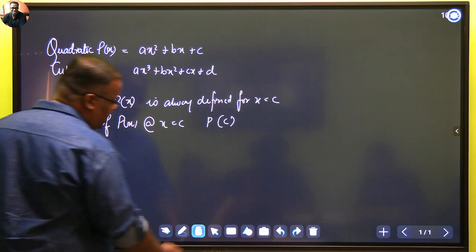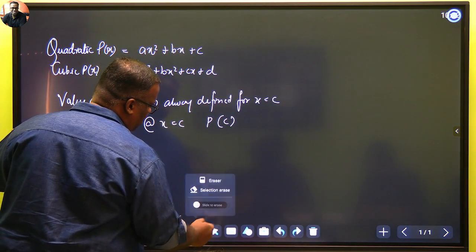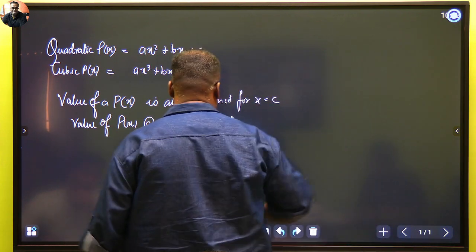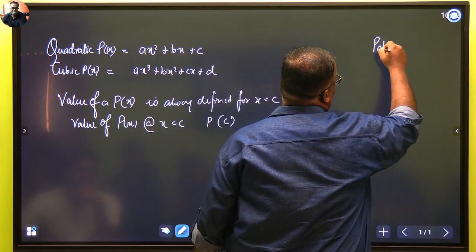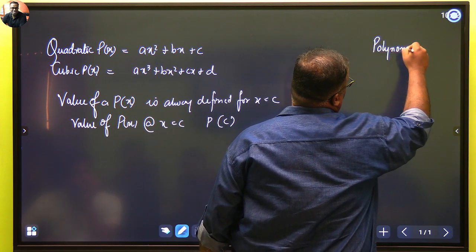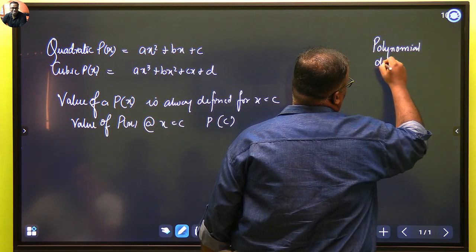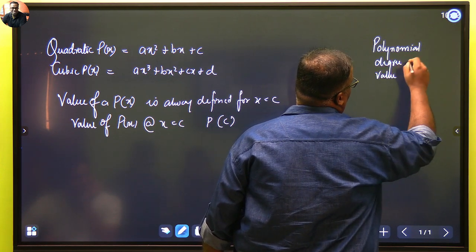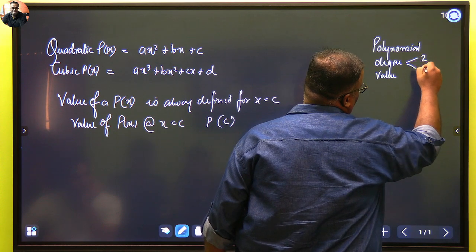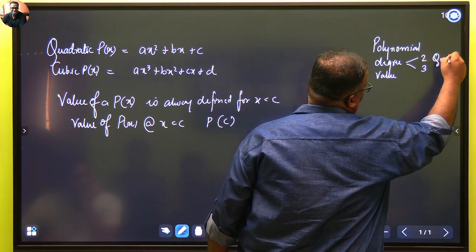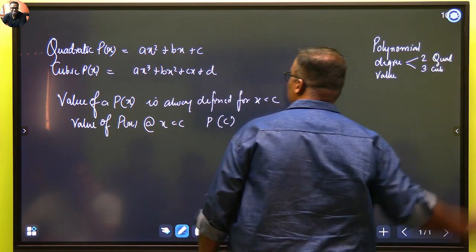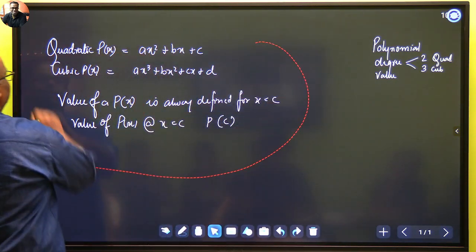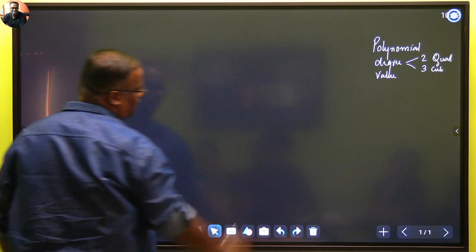So what all did we understand? We started our discussion with polynomial. Then we discussed about degree. Then we discussed about value. In degree, we know that 2 and 3 are going to haunt us. Quad, cube. समझ में आया भाई साहब? आज की कहानी इतना ही हुआ है. ठीक है, इसको मिटाया. आगे चलते हैं.